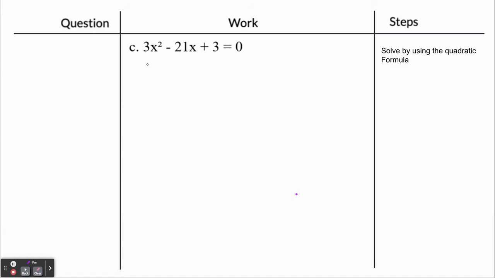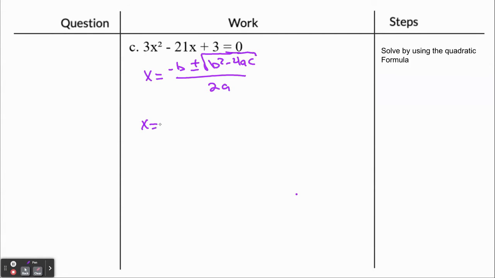So remember, if you think about Pop Goes the Weasel, here's my song: x equals negative b plus or minus square root of b squared minus 4ac, all over 2a. Here's my quadratic formula. So now I'm just going to plug these values into the quadratic formula and simplify.